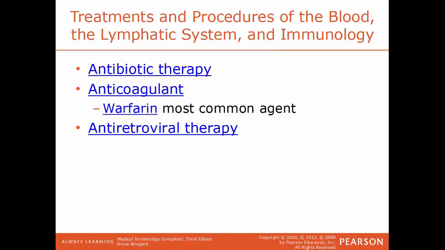Anticoagulants. These are a class of drugs that are given to help thin the blood. And a common example of that is warfarin. It's a very common agent given as a blood thinner. The last one here, antiretroviral therapy.